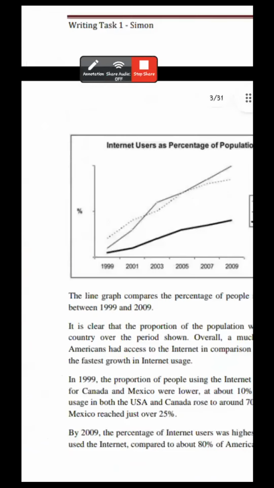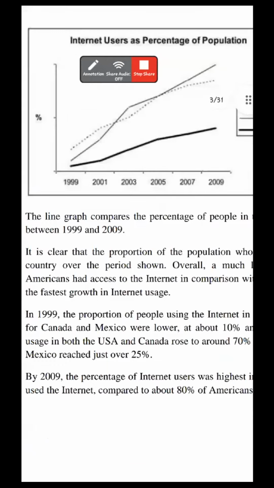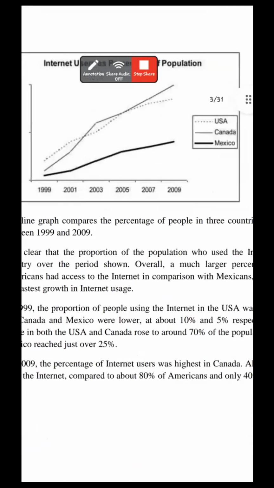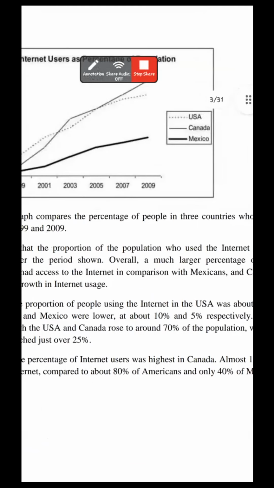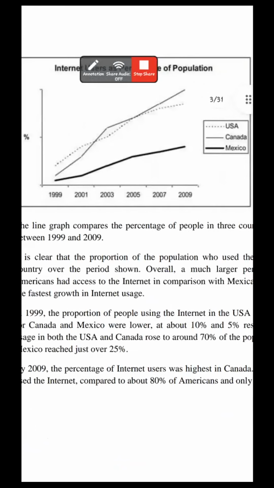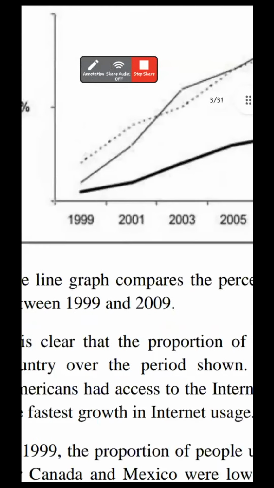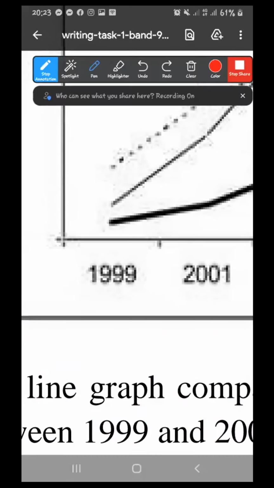But you can easily compare it. So what happened in 1999? The proportion of people using the internet in the USA was about 20%. And how do you know that? If you just go through the dotted line, see, this is 20%. If this is 20%, then this is 10%, and if this is 10%, this is 5, so 5, 10, this is 15, this is 20. So if this is 20, all right, then you see.